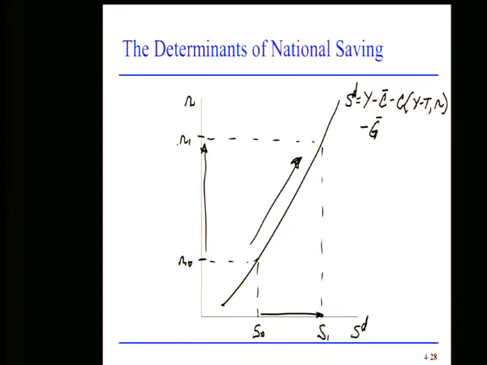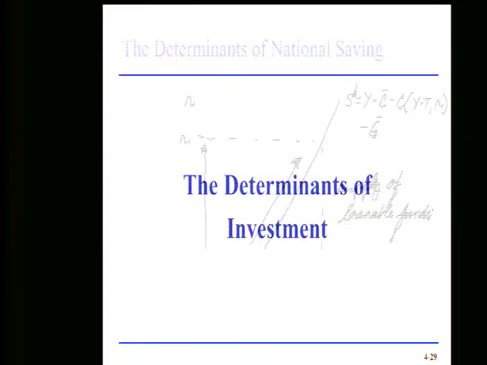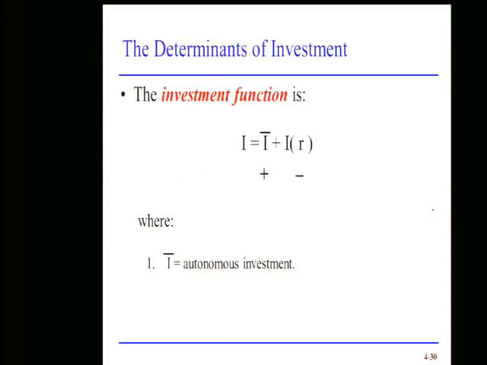Now notice that we also call this the supply of loanable funds. So these are the funds that are coming into the financial system that can then be reallocated out to borrowers. So we need to figure out where the borrowers are. And the borrowers are businesses who make investments.